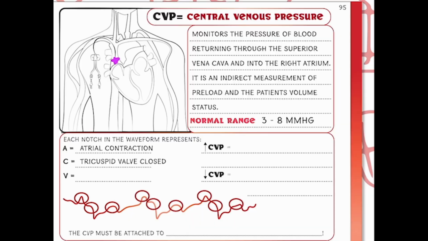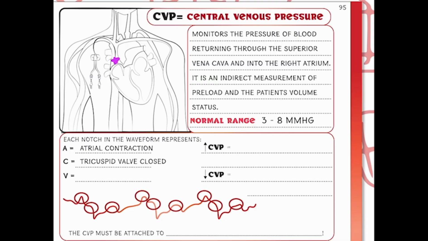And the next peak we're going to see is our C peak. So this is going to be when the tricuspid valve is closing. But more specifically, this is going to be when that tricuspid valve is not only closed, but bulging up into that right atrium. And this is due to the ventricular contraction. So the brief increase of atrial pressure because of the ventricular contraction.